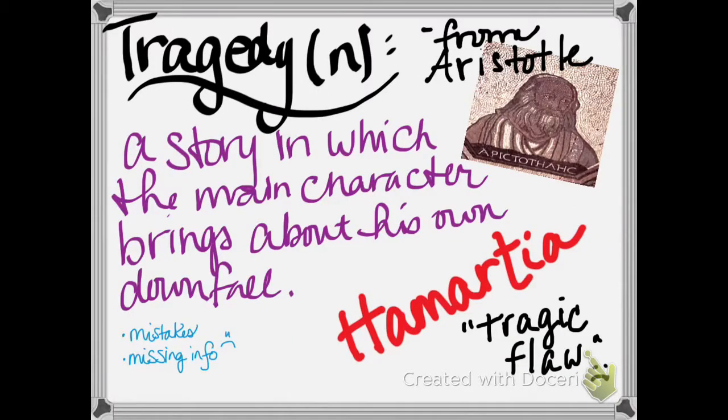The idea of a tragedy actually comes from the ancient Greeks, from a playwright called Aristotle. A tragedy, according to him, is a story in which the main character brings about his own downfall. This character suffers from something called hamartia, otherwise known as the tragic flaw. Now, the tragic flaw isn't that the guy was a bad guy or that he was evil. It was that he made mistakes or he was actually missing information.